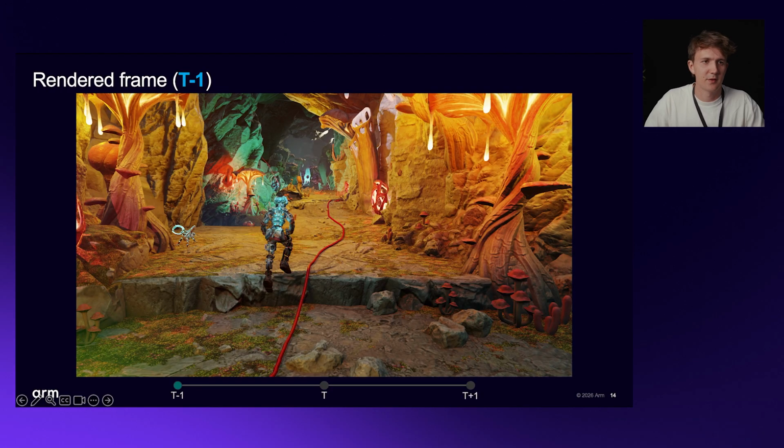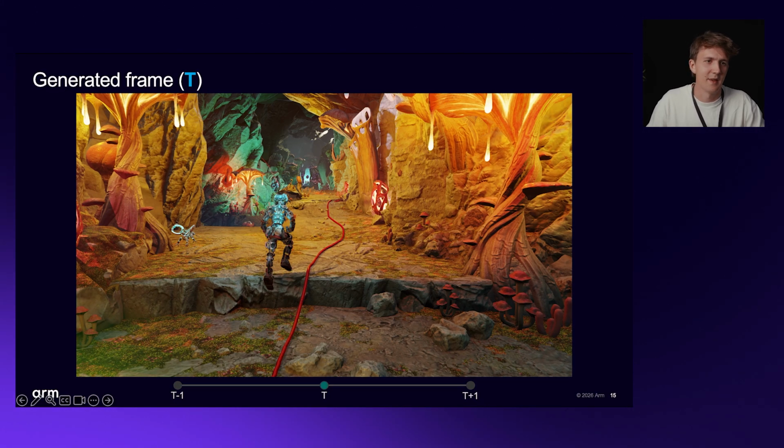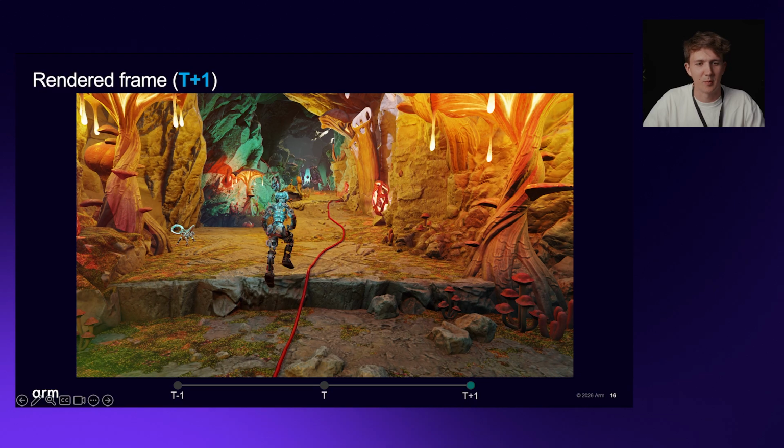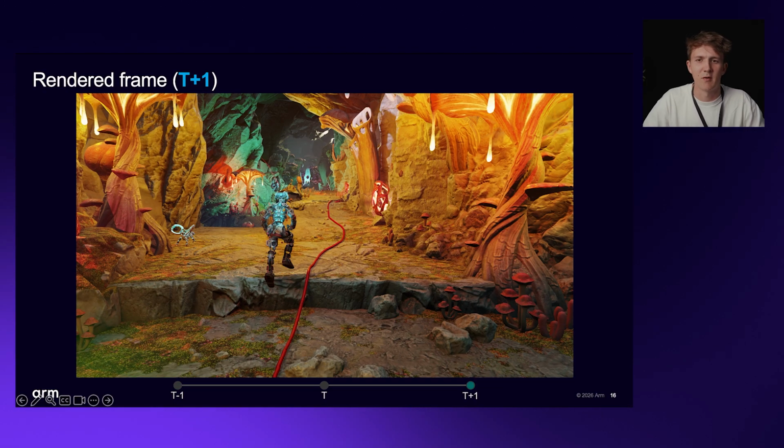So what does it look like? You have your rendered frame t-1, then this is a generated frame at t, and then this will be your other rendered frame at t+1. The inputs here are the t-1 and the t+1 frame, and the output is the generated frame at t.